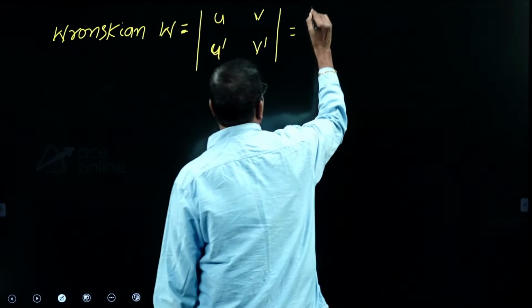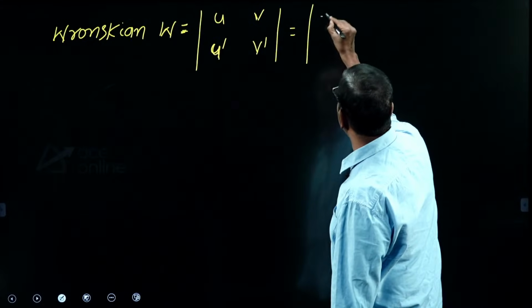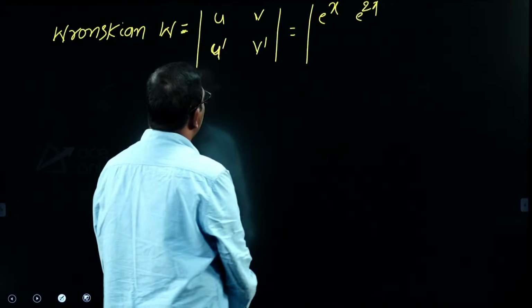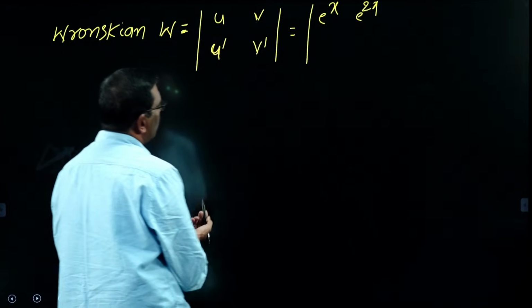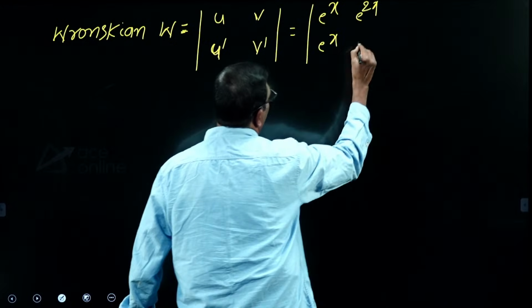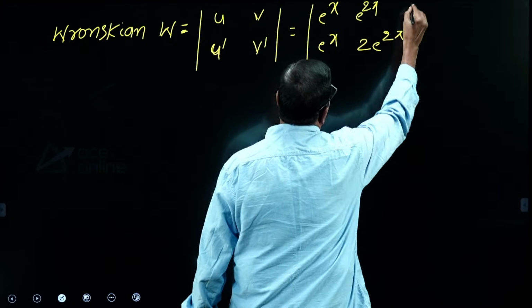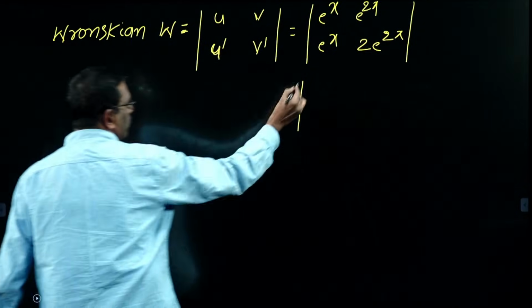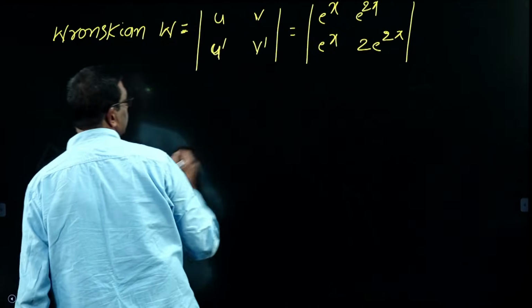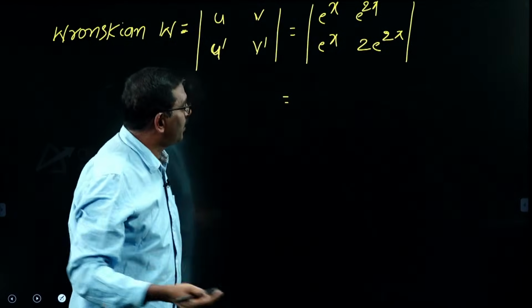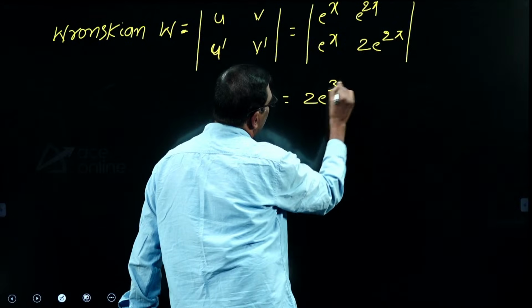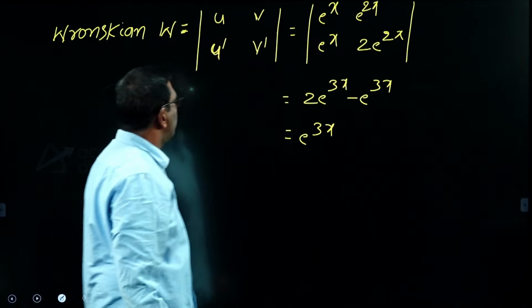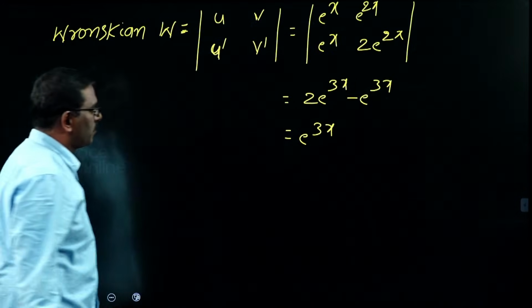Clear or not? So, what is u? u is nothing but e power x. Next, v is e power 2x. What is u dash? The derivative of e power x is e power x only, or not? And v dash is 2e power 2x. To find the Wronskian, the determinant is nothing but AD minus BC, or not? It is a 2 by 2 determinant. AD minus BC means what is it? 2e power 3x minus e power 3x, simply e power 3x.